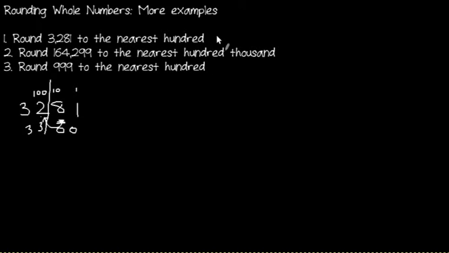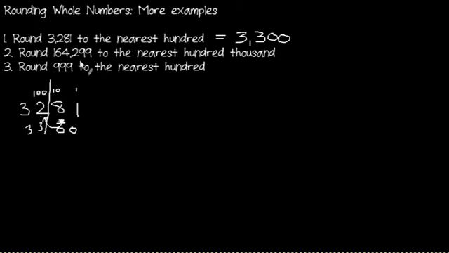So 3,281 to the nearest 100 is just going to be 3,300. And notice that when I was speaking the word, the column that we're rounding to is always the last column that we should actually speak. So 3,300, and that's rounded to the hundreds column. Okay, let's look at the next one.